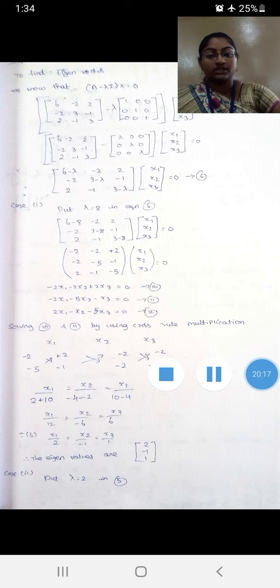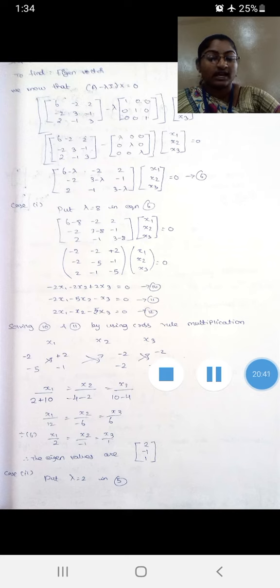We already know that using the cross multiplication rule, take the 10th equation and the 11th equation. So we get the values of x1, x2, x3 as 12, minus 6 and 6. All three values are divided by 6. So x1 divided by 2, x2 divided by minus 1 and x3 divided by 1. Therefore the eigenvector is 2, minus 1, 1.